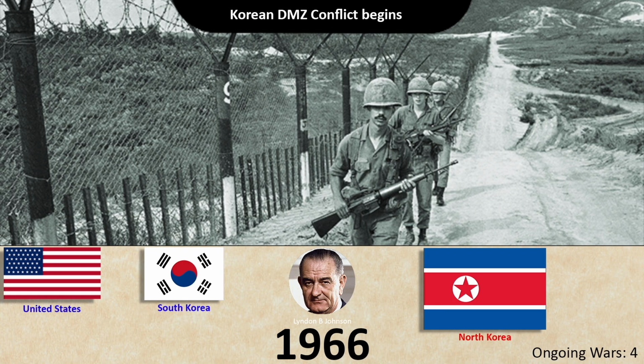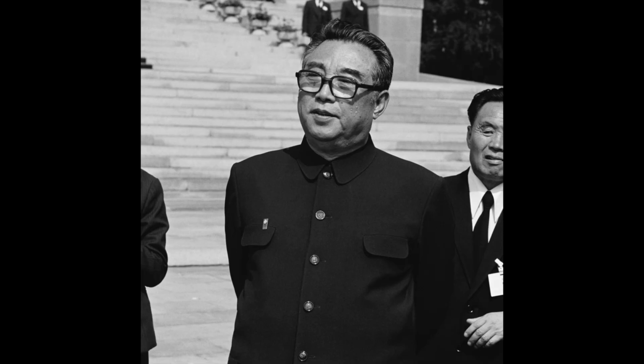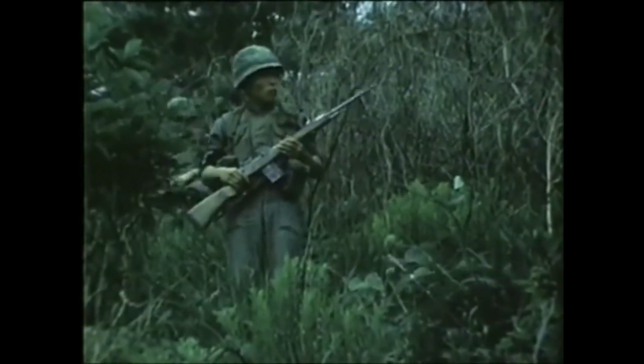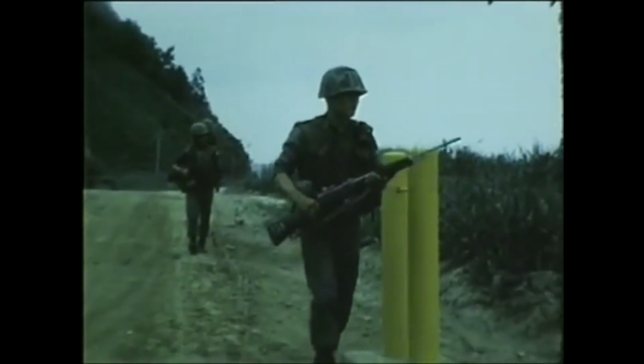Now, in 1966, the Korean DMZ conflict would also begin. This was a series of low-level clashes between North Korean forces and South Korea and the United States at the Korean DMZ. Kim Il-sung, the supreme leader of North Korea, believed that he could force a split between the U.S. and South Korea through armed provocations that targeted U.S. forces, and he believed that this would force the U.S. to reassess or relinquish its commitment to South Korea. But yeah, that would begin in 1966.